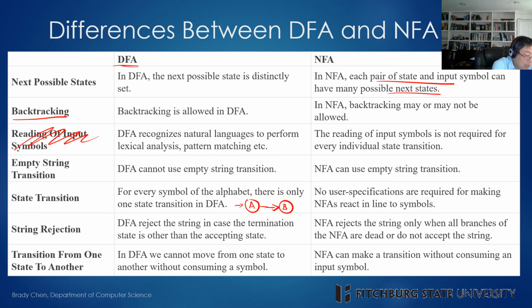Now, string rejection. DFA rejects strings that in each case end in a state other than the accepting state. Because the transition is well defined, with the current state, for each input value, the next state is uniquely defined. So if after running the string through the deterministic finite automaton the last state is not an accepting state, then we reject it.